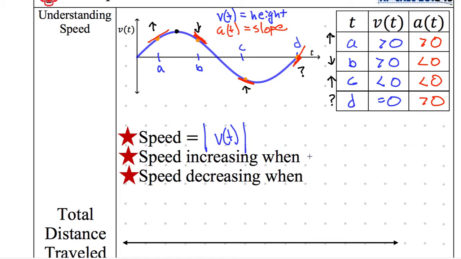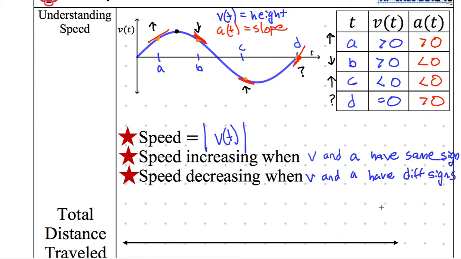All right. Speed is increasing when v and a have the same sign, and speed is decreasing when v and a have different signs. For example, this one was positive and positive, so it's speeding up. This one was positive and negative, so they're opposing each other, which means you're decreasing in speed. Cool. So far so good.